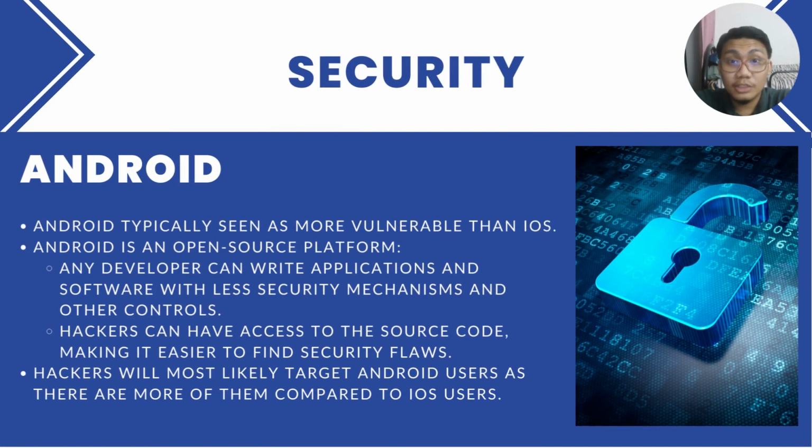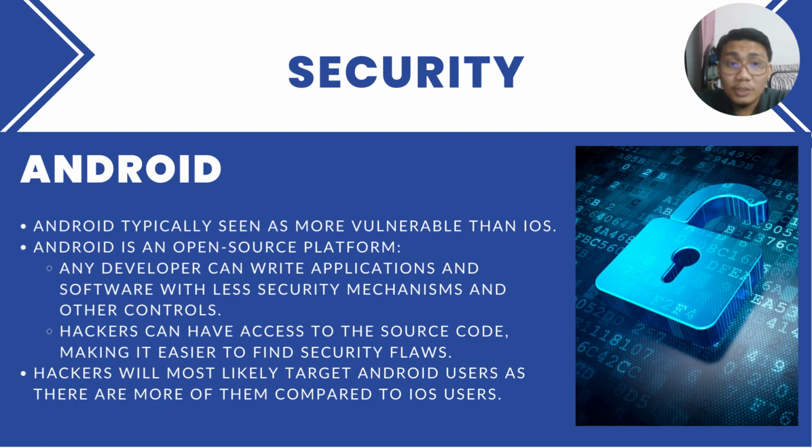Okay, now we will proceed with security for Android. Operating system security ensures the protection and stability of operating system integrity, confidentiality, and availability, which includes safeguarding against potential threats such as viruses, malware, and unauthorized access. Traditionally, Android has been seen as more vulnerable than iOS in terms of security. Android is an open source platform. Android, being an open source platform, allows any developer to write applications and software with less security mechanisms and other controls, which can be dangerous for the consumers.